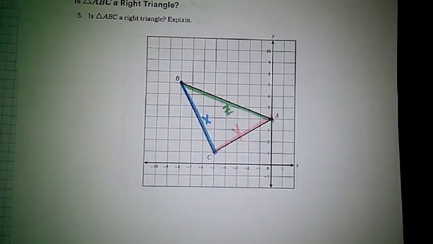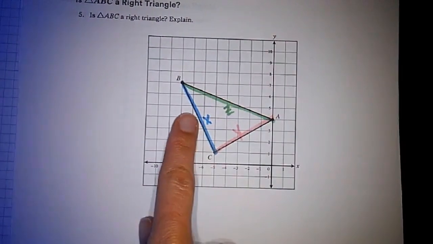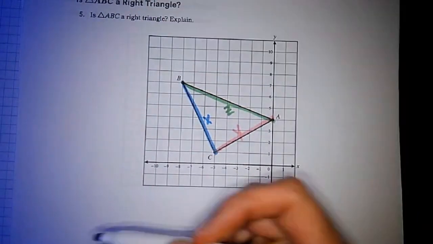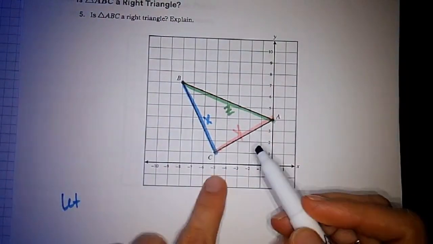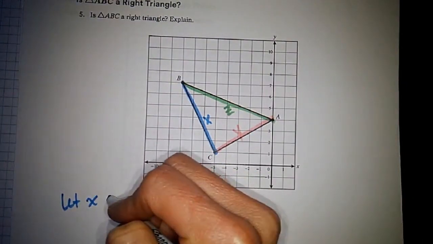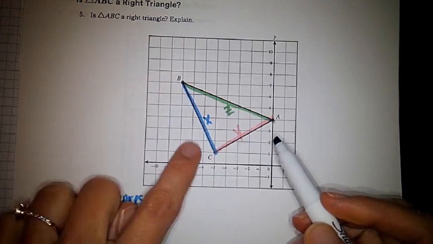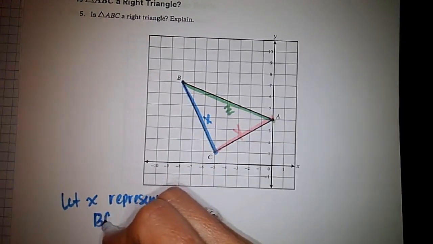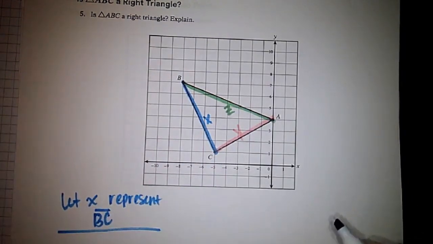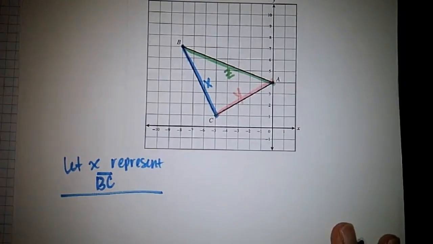So what we're going to do is look at this, and I don't want you to just copy down everything Ms. Goda is doing without actually looking at what we're doing. I want you to pay attention to the details because we're doing this on purpose. So I have this line X. I'm going to start with line X, and I'm going to let X represent BC.